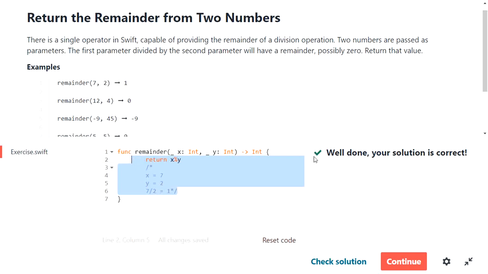You can also define a variable. Let's suppose var mod is equal to x mod of y, and return mod. We'll check the solution again. Okay, our solution is correct.